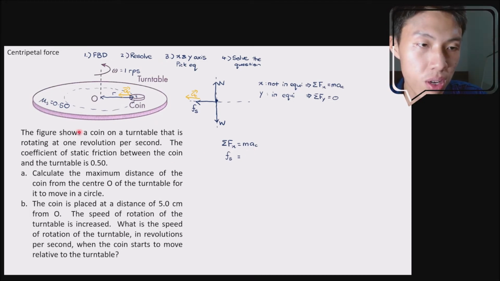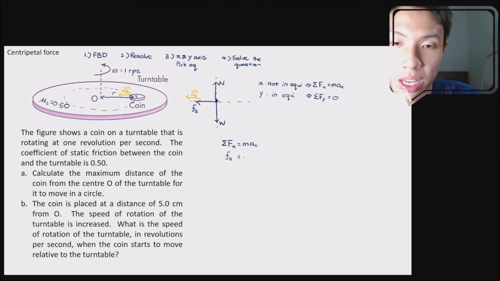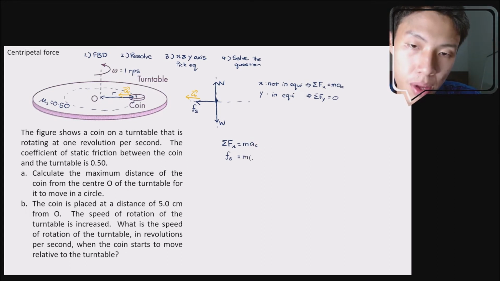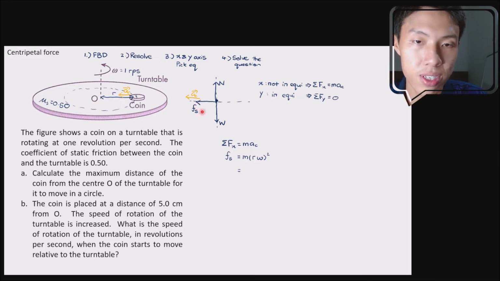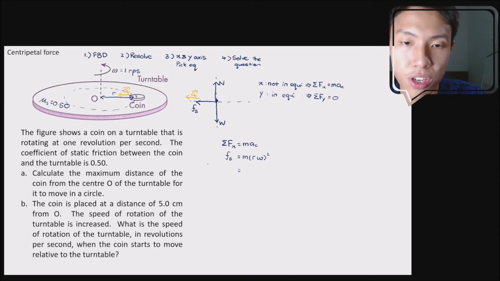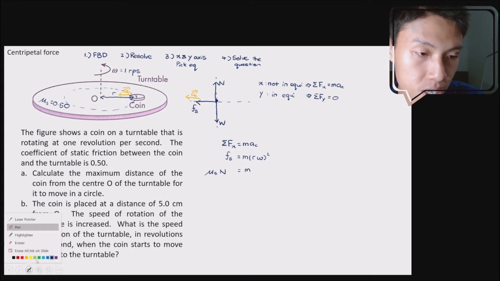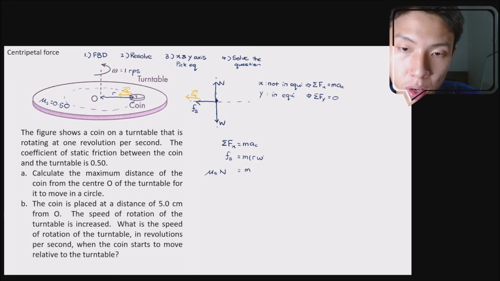We are given that it is rotating at 1 revolution per second, and that is just omega. Because we have omega, let's transform this centripetal acceleration into something that has omega inside it. So it will be m r omega square. And because they provide us not the static friction but the coefficient of static friction, we open it up to become mu s times N, which equals m r omega square. Sorry, this is a mistake.